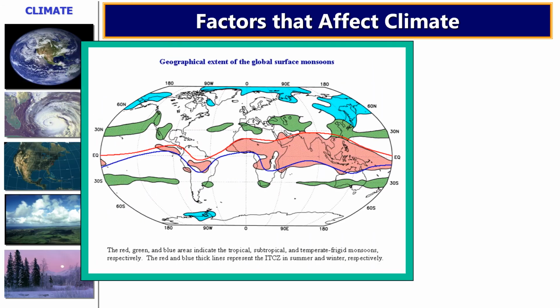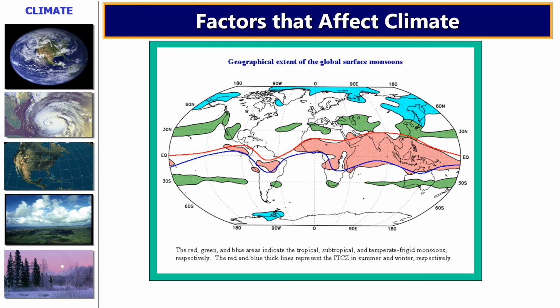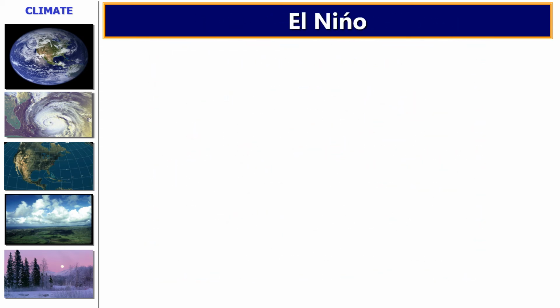So continuing on, here it's just kind of showing regions that tend to have monsoons. So we can see that they kind of fall all over our planet. Now, the next thing we're going to talk about is El Nino and La Nina. And they can be a little bit confusing.